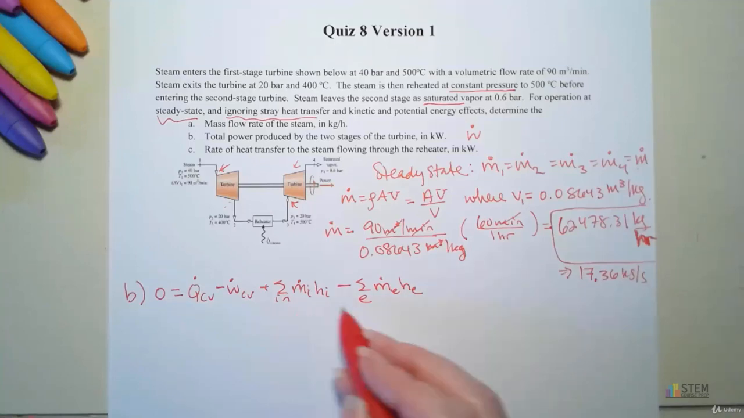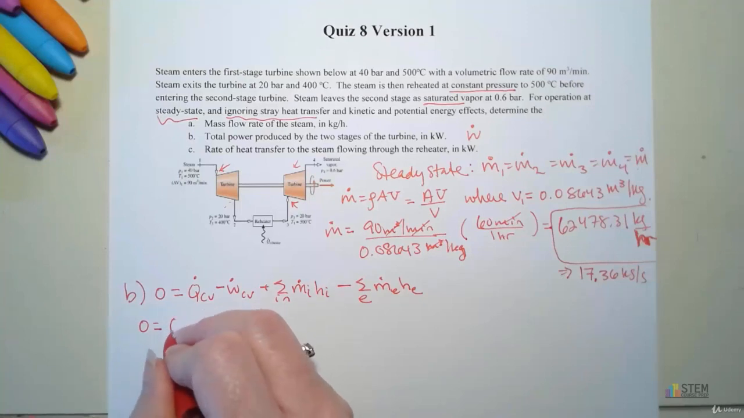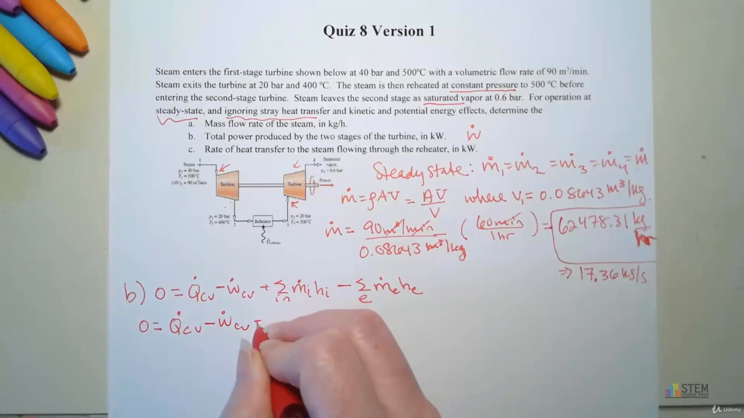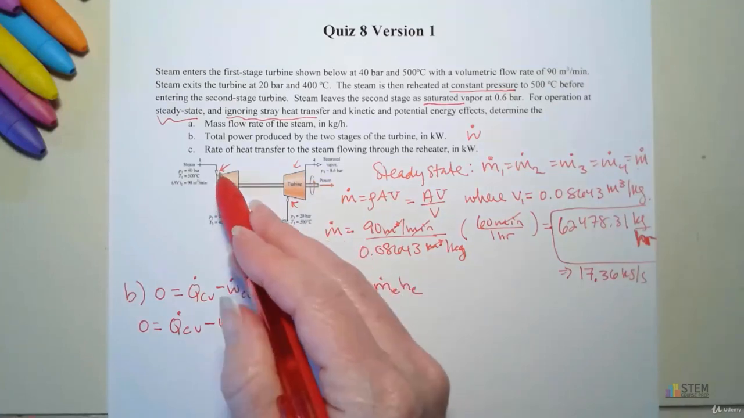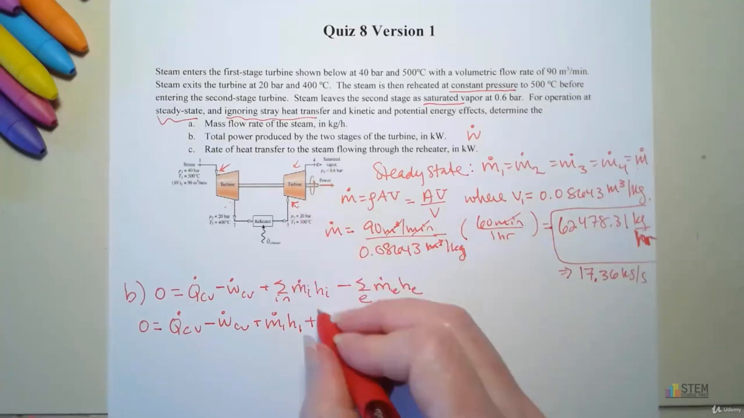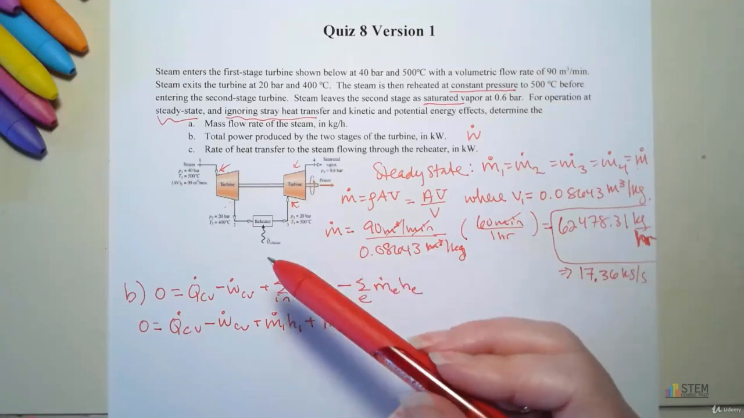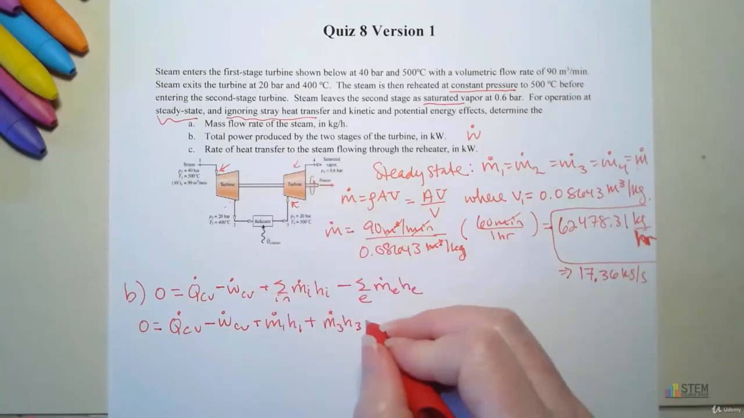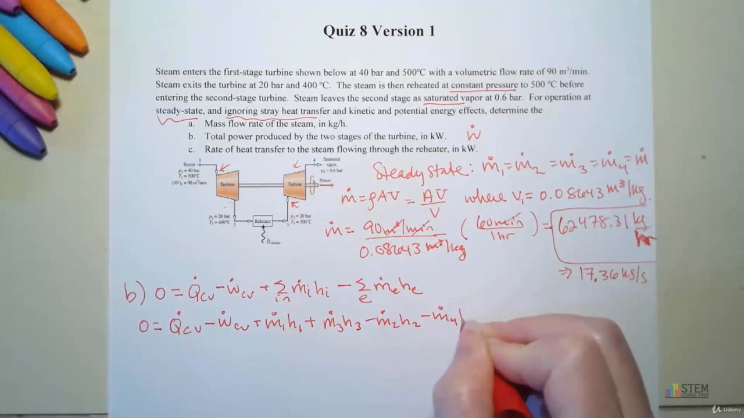With that, let's go ahead and write these out instead of having the summations. So we'll have 0 equals Q_CV dot minus W_CV dot plus m1 dot h1, because that was this inlet, and then our next inlet is this point 3 here, so we'll have plus m3 dot h3. Now we're going to subtract the outlet terms. We have one here at 2, and then we have one here at 4, so we'll have minus m2 dot h2 minus m4 dot h4.